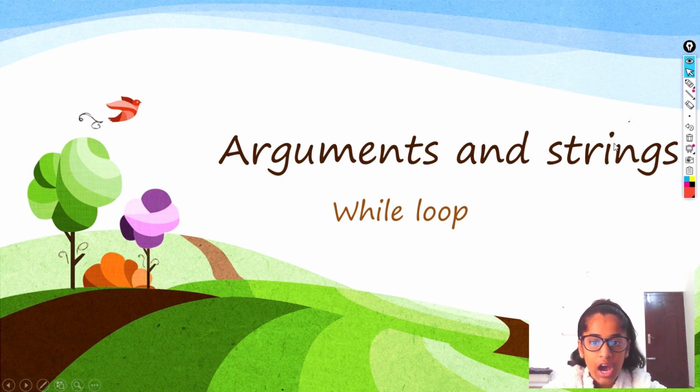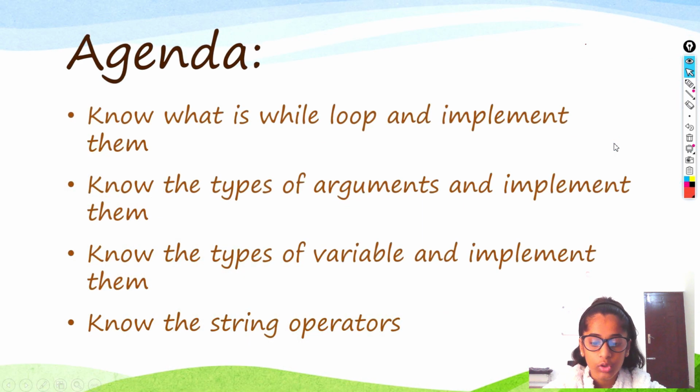In this video, you're going to see the arguments and strings and while loops. What do you do with them? So let's move to our agenda. Today's agenda is we have to know what exactly is a while loop and implement it in the Jupyter notebook. Then we'll know the types of arguments and implement them, the types of variables and implement them, and we're going to know what the string operators are, and implement them too.